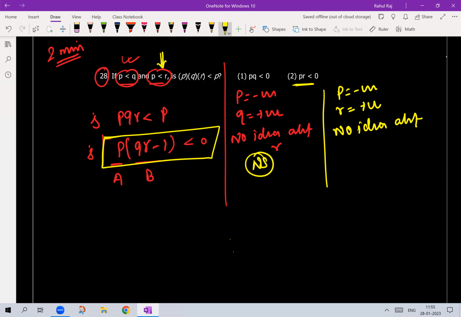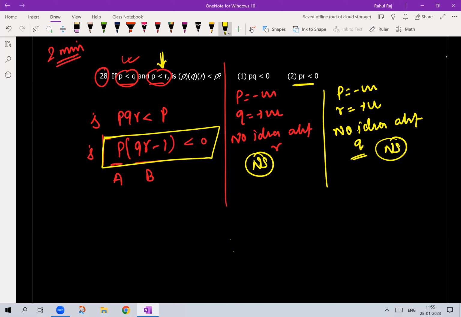Do not carry forward the information from 1 to 2 and 2 to 1. Be very sure when you are solving two statements, it should be very independent, as if option number 1 does not exist for you when solving statement number 2. So no idea about Q from here. But this entire question involves the variable Q. So I need to know the sign of Q for sure. I can straight away say not sufficient.